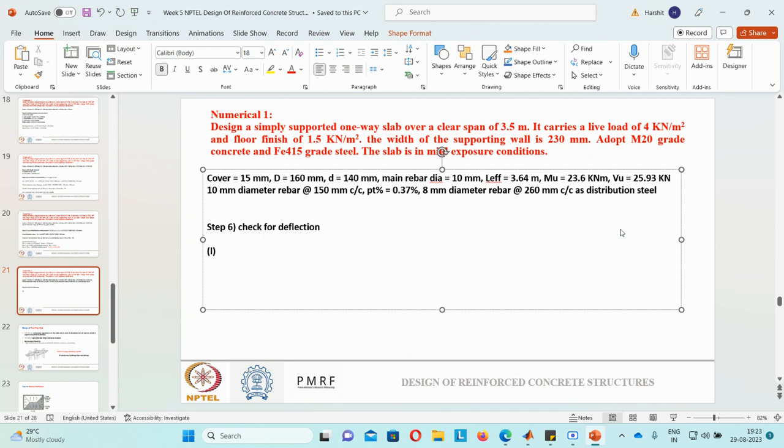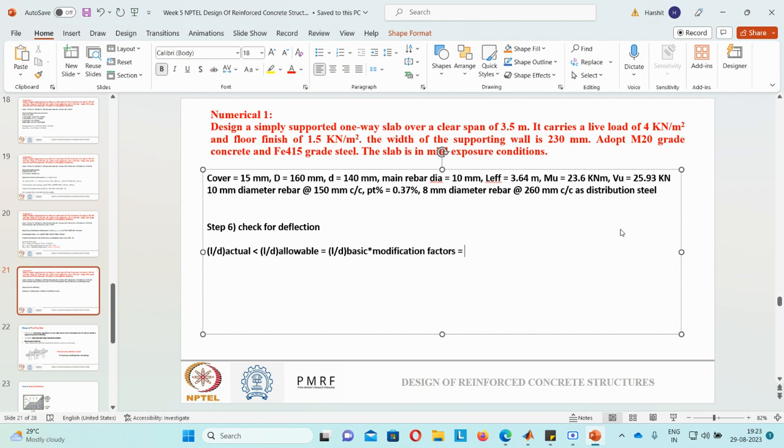The L by D that we have provided should be less than the L by D allowable. So how will this come out? What will be my L by D allowable? It will be L by D basic, what the code says, into modification factors.